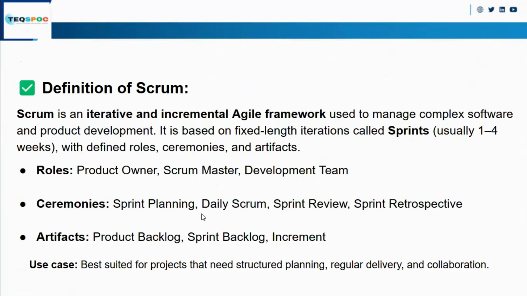So now the second ceremony is daily Scrum. Daily Scrum is basically a 15-minute meeting between the development team, where the developers will discuss what they have worked on yesterday, what they are going to do today, and any impediment or defect they have faced. They will work upon that. This is the daily Scrum 15-minute meeting. Sprint planning can be 1 to 2 hours.